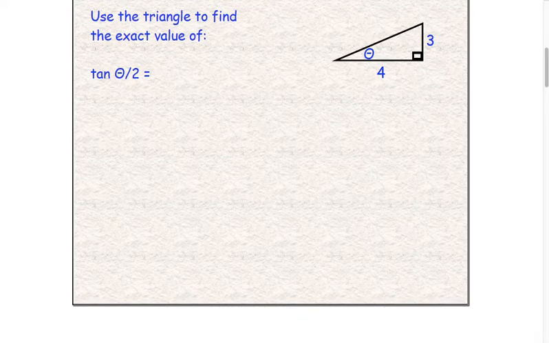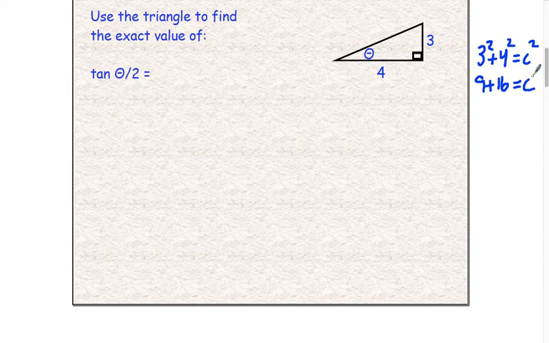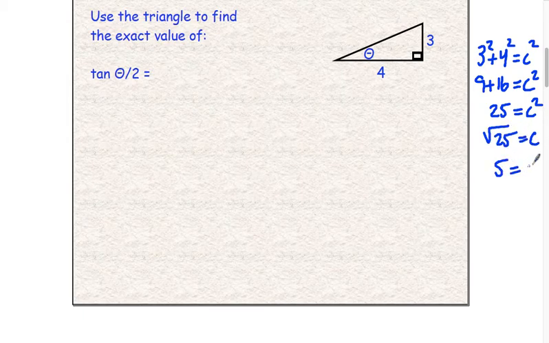Okay, so our first example, we've got a picture of a triangle. I'm giving you the opposite side and the adjacent side. We could solve for the hypotenuse. You can do Pythagorean theorem, or you can realize that it is a common right triangle, that the hypotenuse is going to be a 5. But I'll just do Pythagorean theorem. But yeah, 3, 4, 5 is a common right triangle.